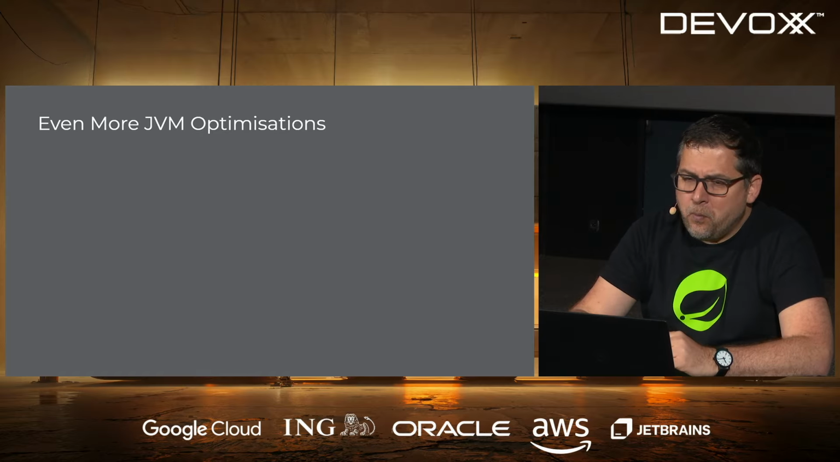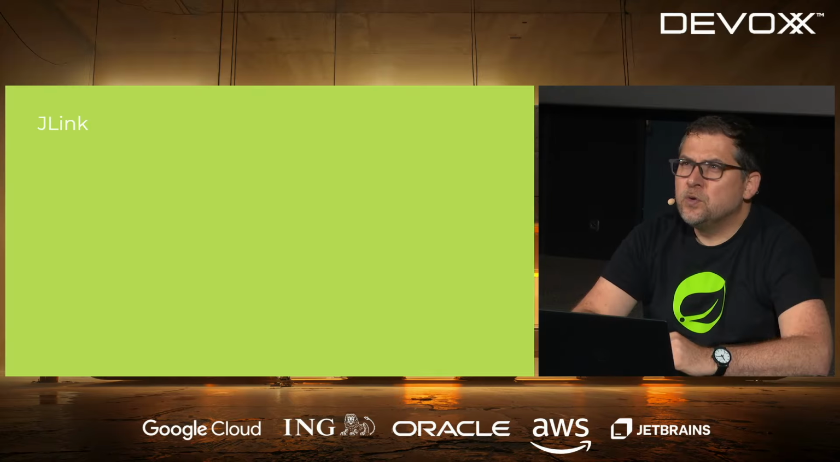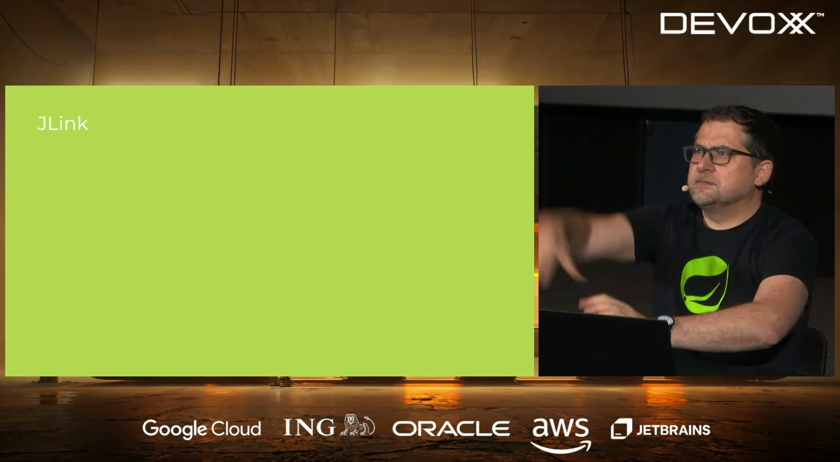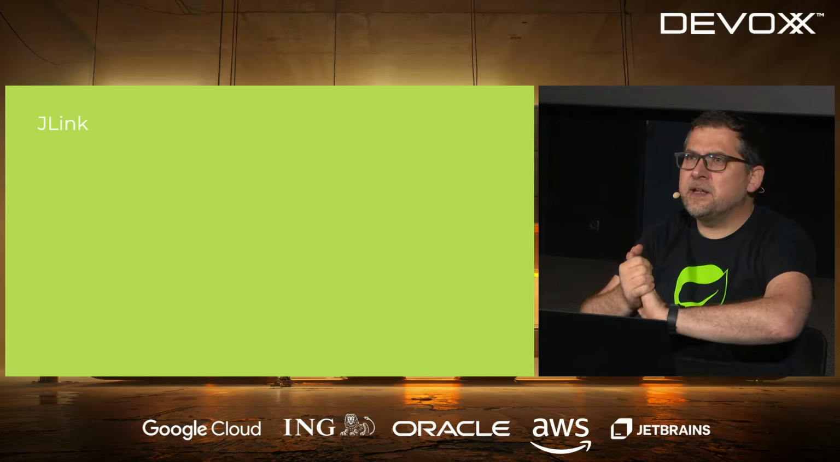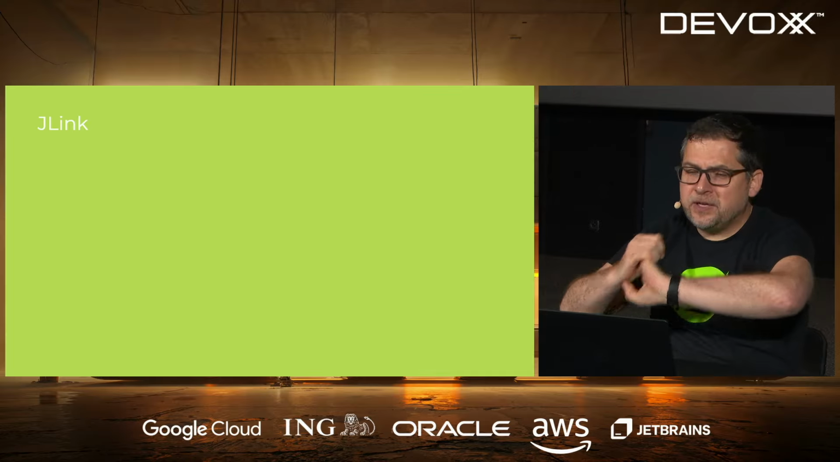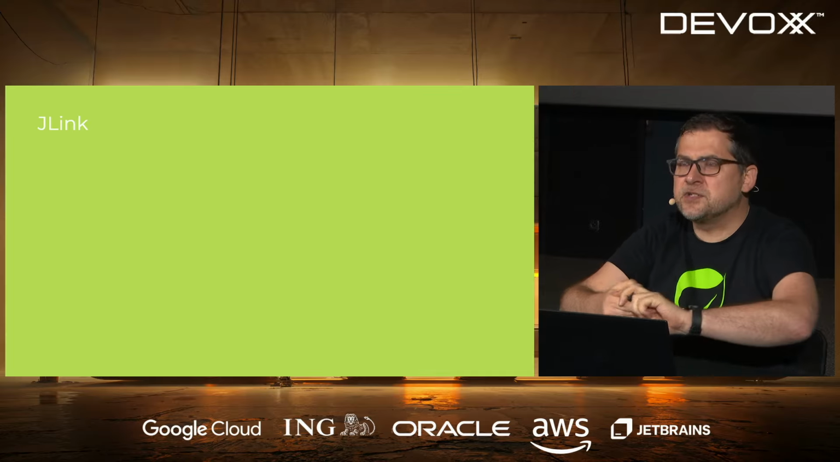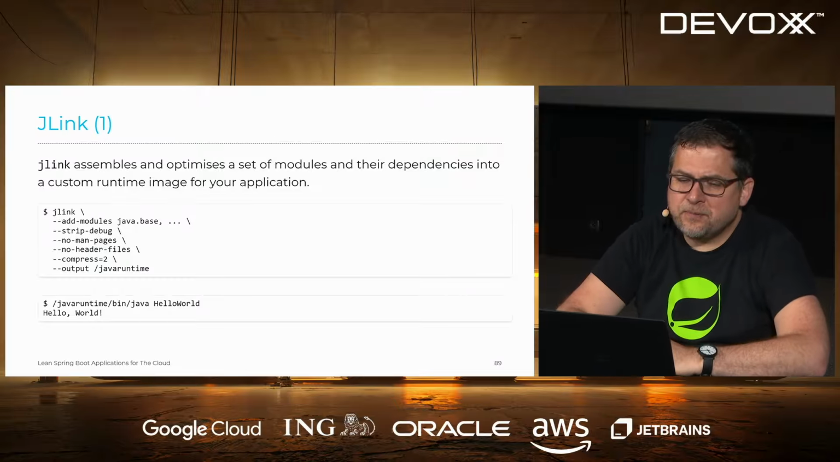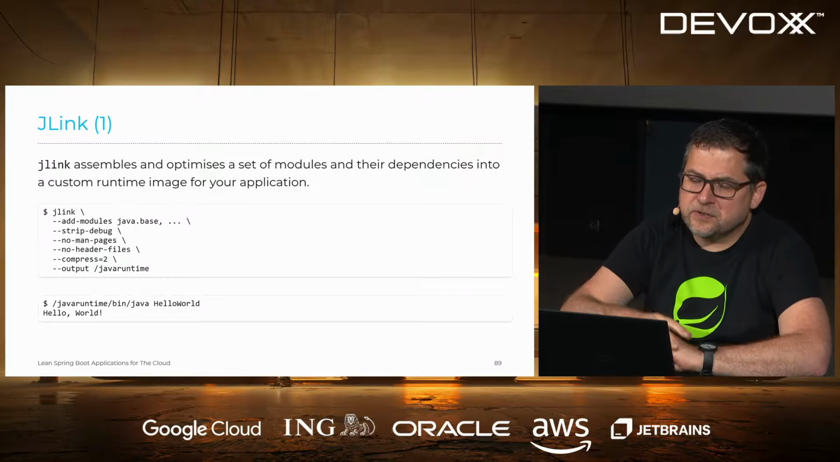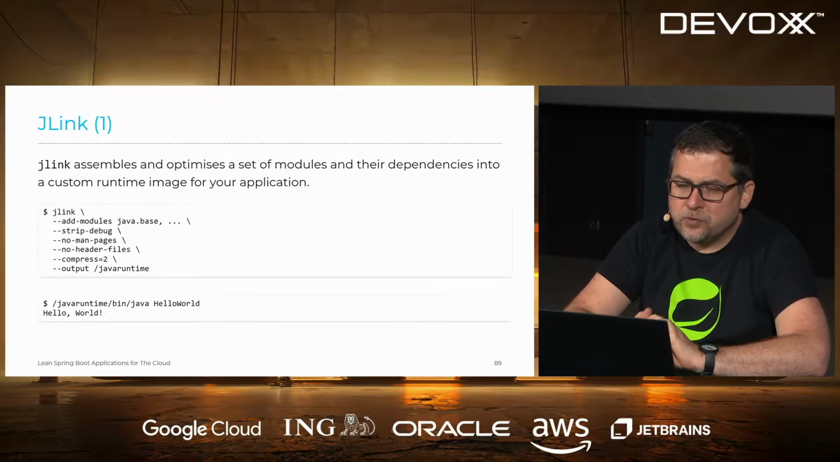Good. So more optimizations. Who knows about JLink? For me, it's the underrated tool in Java, because you can customize your JVM. So think of that. You do something like this. I just have this on the slide. I will do some other things later.